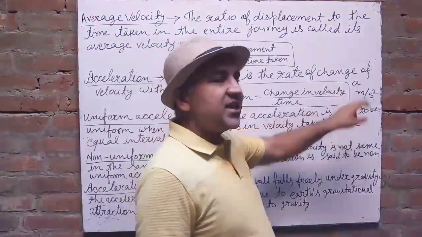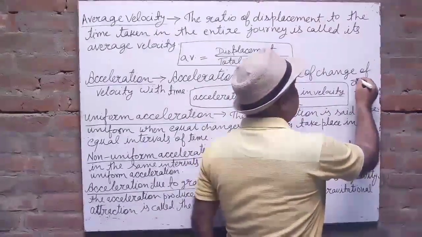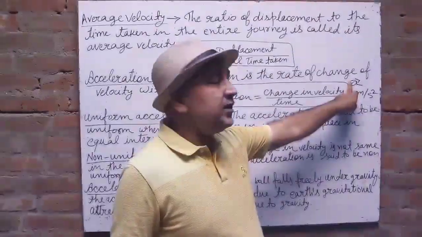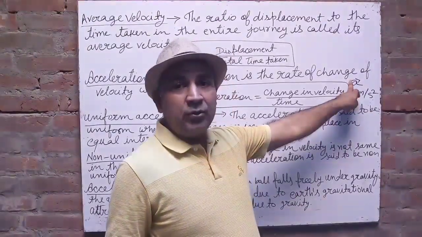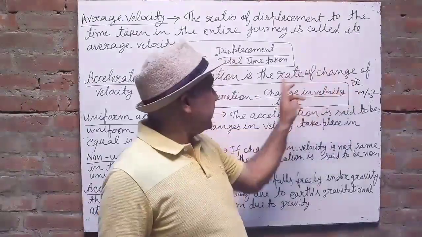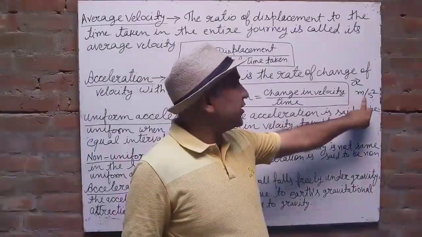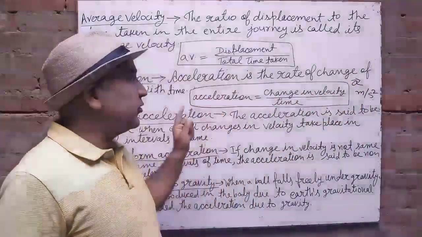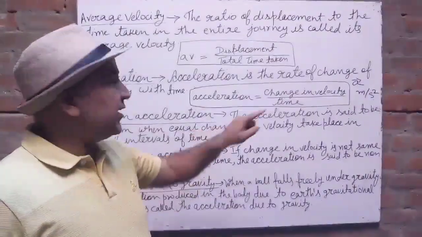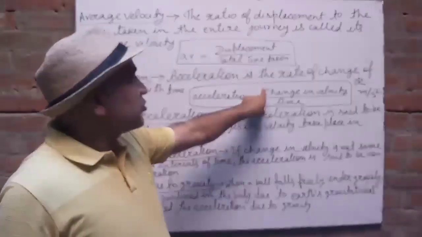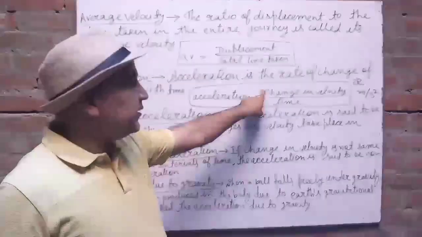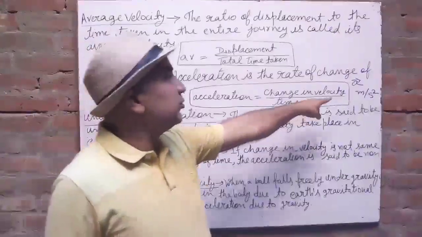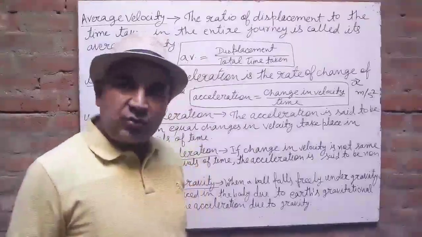It is denoted by small a. Acceleration is denoted by small a. And since it is a vector quantity, it will carry one arrow over it. Okay? And its unit is meter per second square. Understood? Acceleration unit is meter per second square because velocity unit is meter per second and time unit is second. So when you solve it, you will get meter per second square.